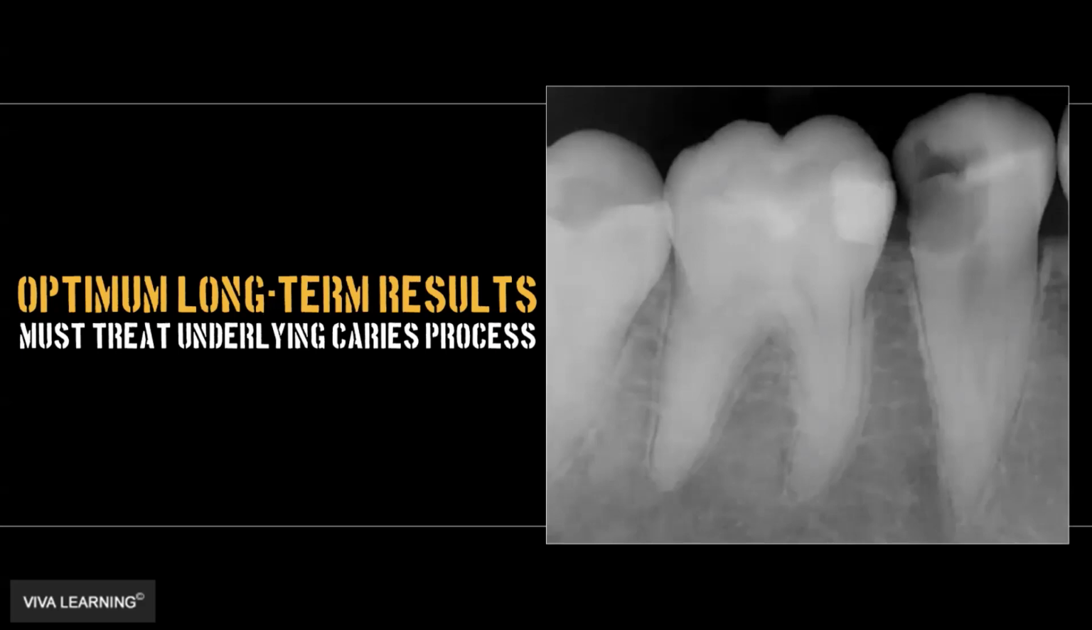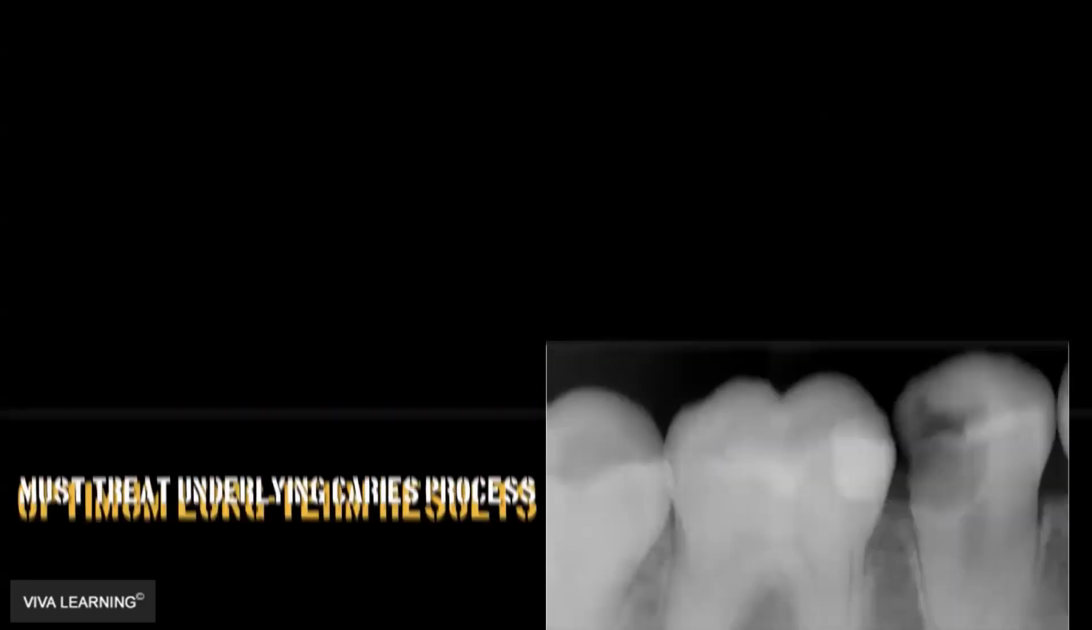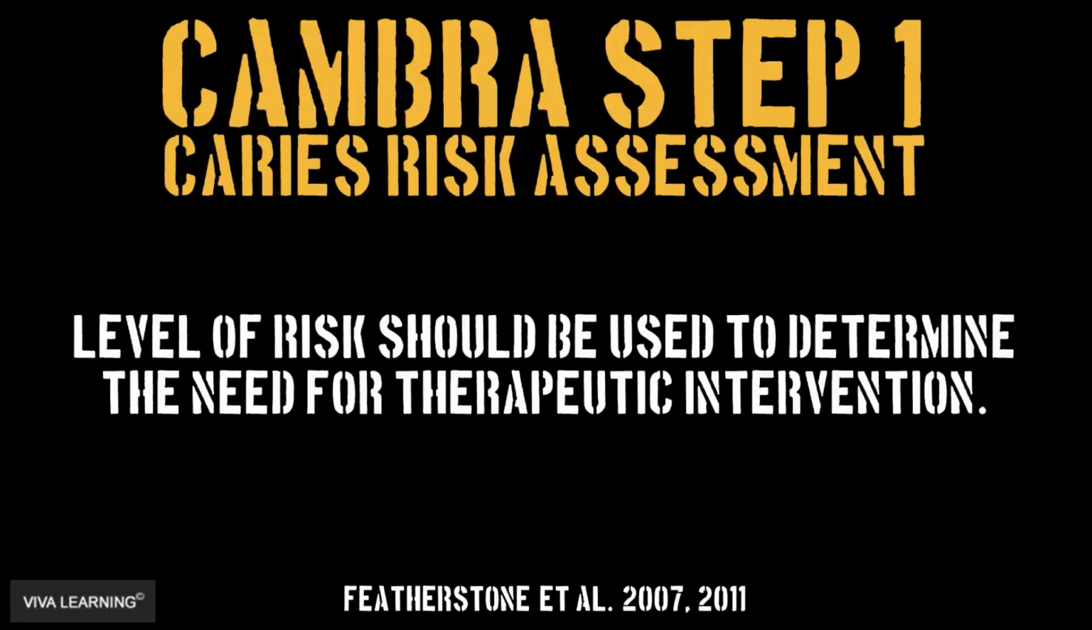All right. And so in order to get the best long-term results and the best long-term prognosis, we really do have to treat the underlying caries process and educate our patients. And so there's several steps with this, with the caries risk assessment. And I'm going to go through this with you guys now. And again, this goes back to the Featherstone articles, from the original articles back from 2007, then the follow-up in 2011.